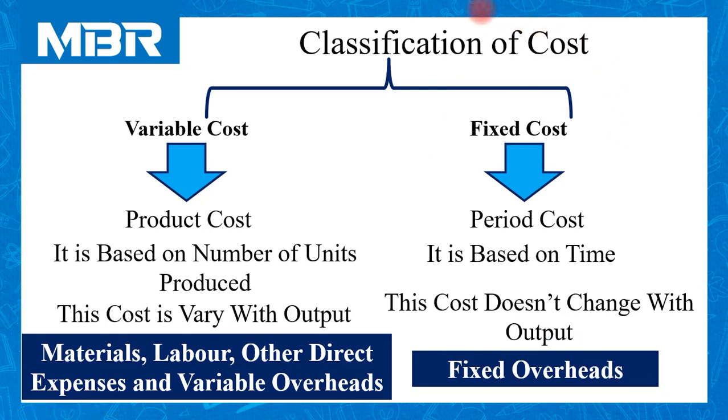So with the basic understanding of the classification of cost, now all of you are clear that the variable overheads are covered under the category of variable cost and it is known as a product cost. This cost varies with the level of output and the base of calculation would be number of units produced.